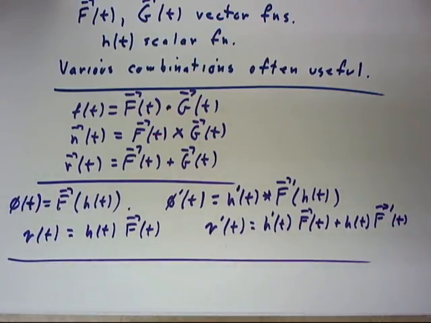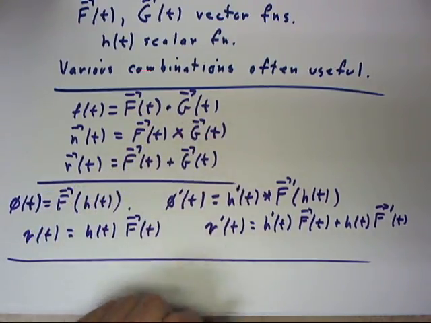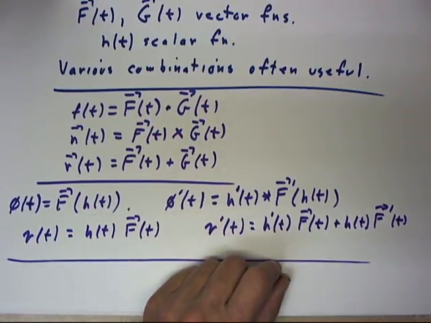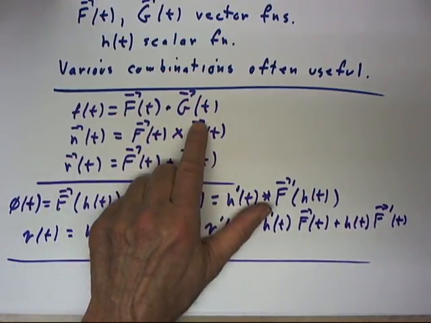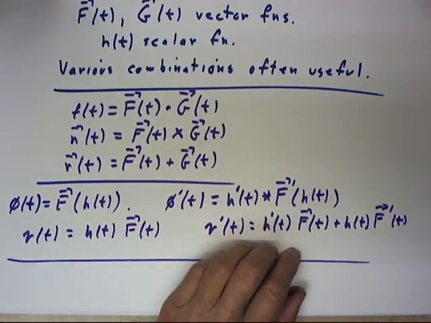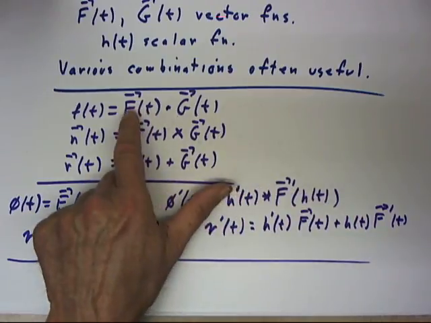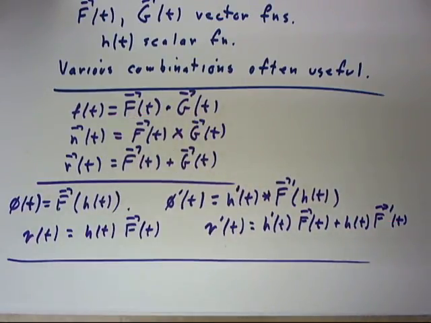Again, it's not difficult to understand why these rules hold. Basically, they hold because if you write these functions out as x of t i plus y of t j plus z of t k form, and write out what the dot product is and then take the derivative of that, it turns out to be exactly what you get if you apply the product rule in the way we've just seen.